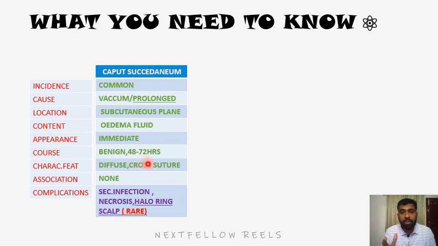It is diffuse in nature and crosses the suture lines, and no significant associations are there. Complications are rare, but still for exam purposes: secondary infection, necrosis, and an extremely rare sign, halo ring scalp sign. Okay, and it happens above the periosteum.